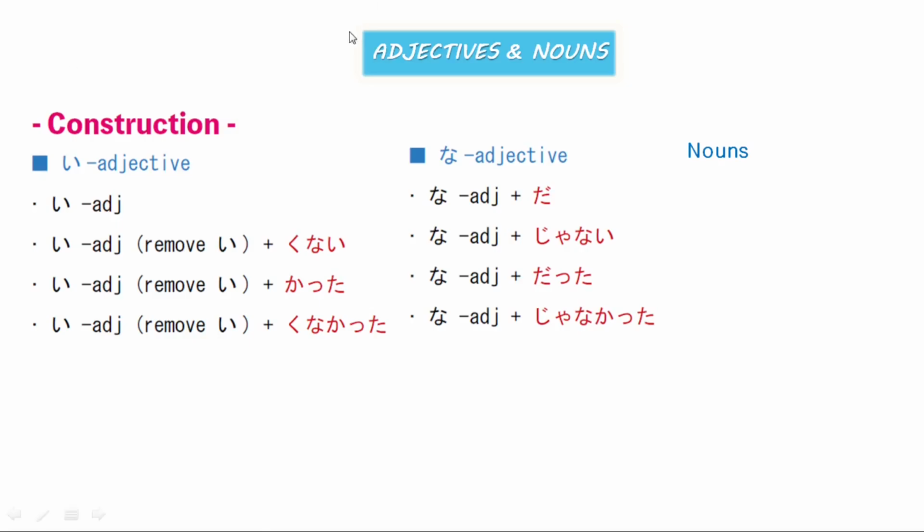In adjective, it was katta. Here it is datta. Pay attention. And to make it past negative, janakatta. Janakatta. Great. What about nouns?